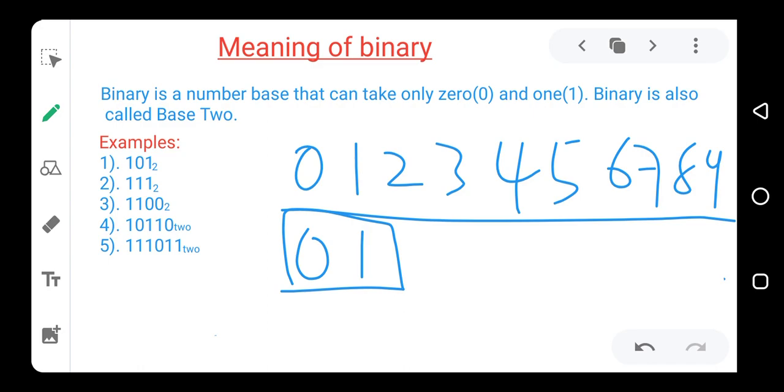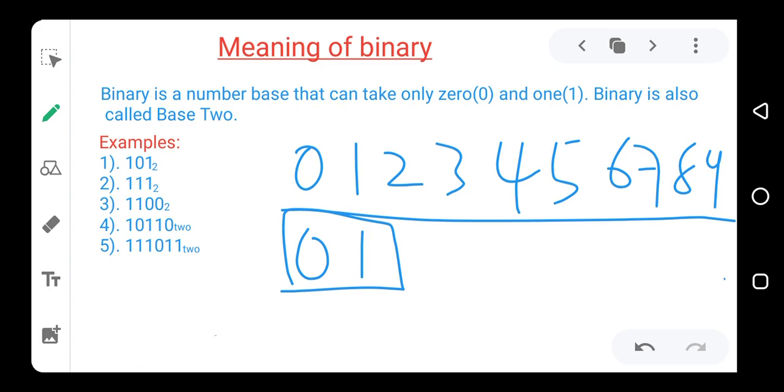When you hear about base 2, what should come to your mind is a bicycle. A bicycle has only two wheels, so base 2 has two numbers or two figures in it, 0 and 1. If it contains any other number apart from 0 or 1, then it is not a binary.